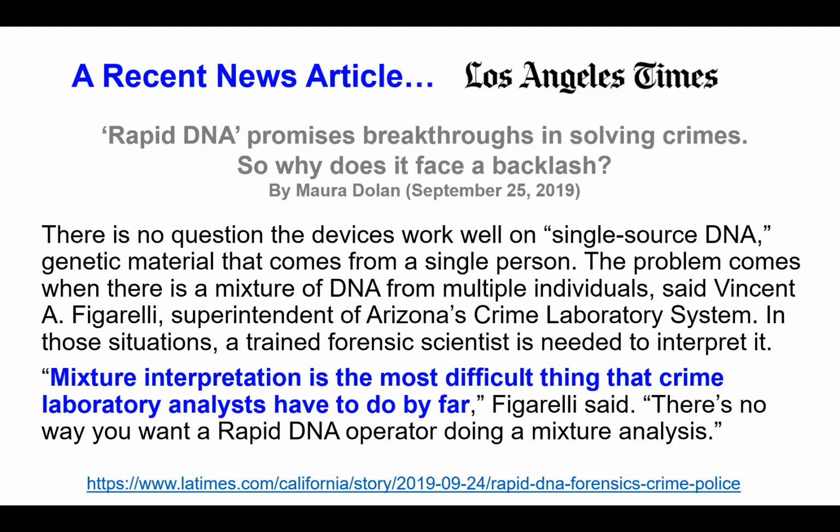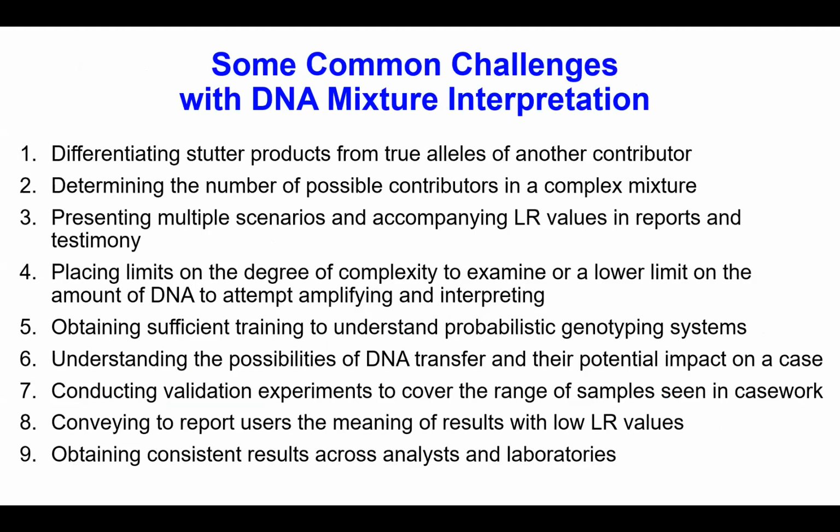He's talking in the context of rapid DNA, but we believe it's something that labs are facing as well. What makes DNA mixture interpretation challenging? There's 9 primary reasons we've identified and distilled down from our efforts. Number one, artifacts such as stutter products are produced in the process of generating a DNA profile. You have to figure out which ones are real versus true alleles from another possible contributor. It's challenging to determine the number of potential contributors in a complex mixture.